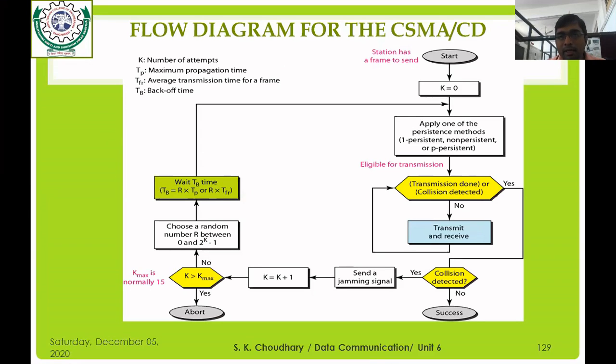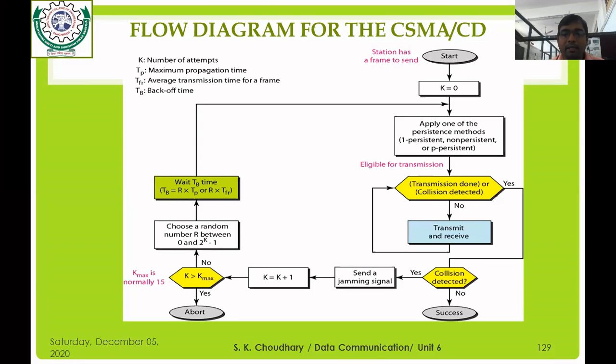It would start, the number of attempts would be 0 initially, then the first attempt would be made, and one of the persistent methods is applied, either one-persistent, non-persistent, or p-persistent. Then it would be eligible for transmission. If the transmission is done and there is no collision, it is a successful transmission. But if a collision is detected, it would go for retransmission.